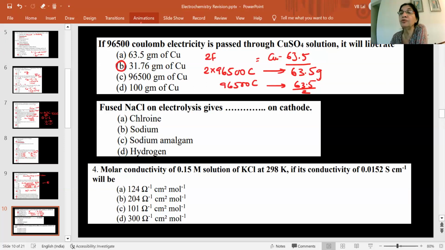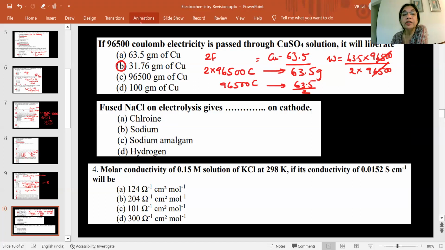The other way of doing it is you take W. W is equal to 63.5 into how much coulomb has been passed? 96500. I into T is that, into valency into 96500. So this and this get cancelled. Again, you get 63.5 by 2. So it is 31.7. So that is the answer.